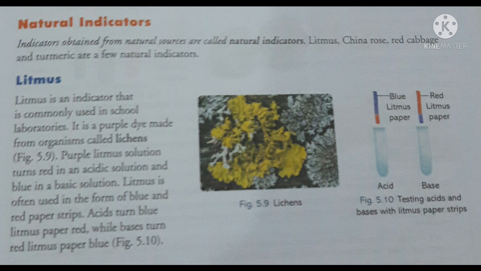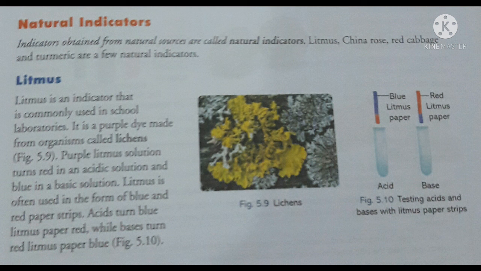Now the topic is natural indicators. Indicators obtained from natural sources are called natural indicators. Litmus, China rose, red cabbage and turmeric are a few natural indicators.